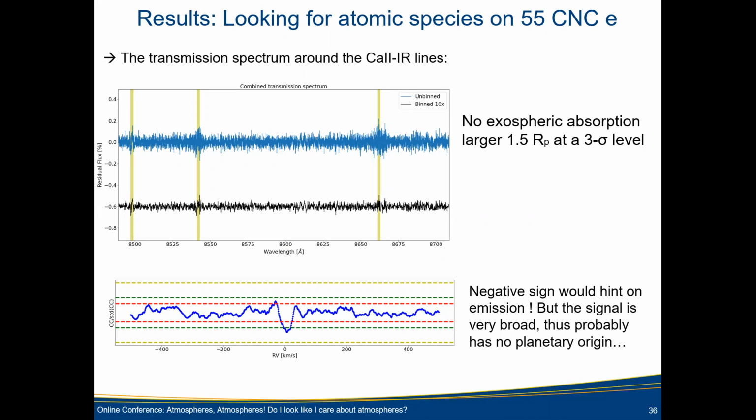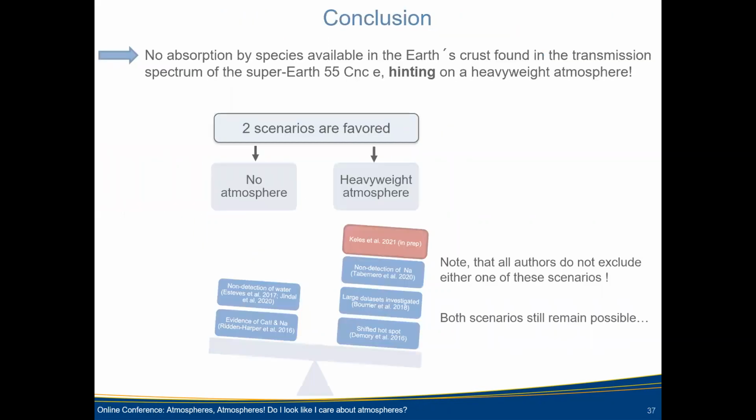However, it's interesting. Let's now go to the conclusion of the talk. We don't see the major amount of species in Earth's crust showing emission or absorption in the transmission spectra of 55 Cancri E. Our investigation also hints at a heavyweight atmosphere, which could be present on 55 Cancri E. Okay, and that's the conclusion. Thank you for your attention.